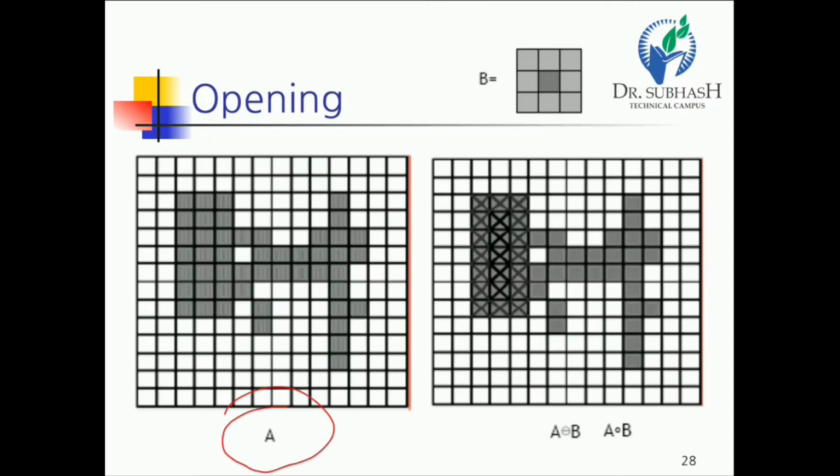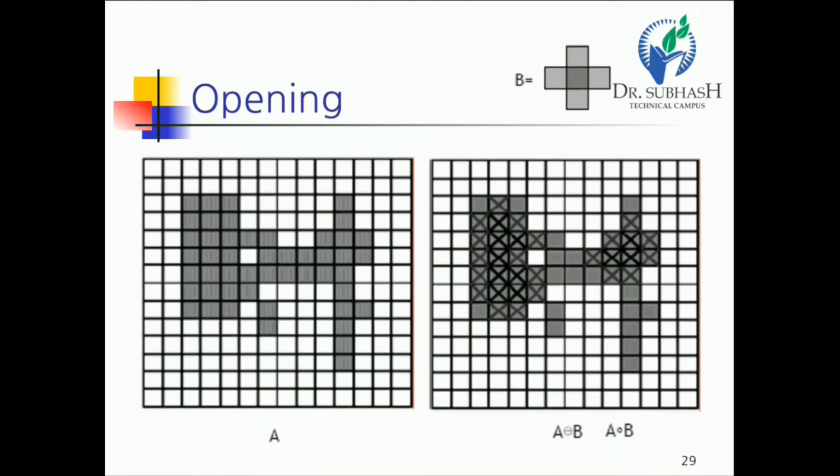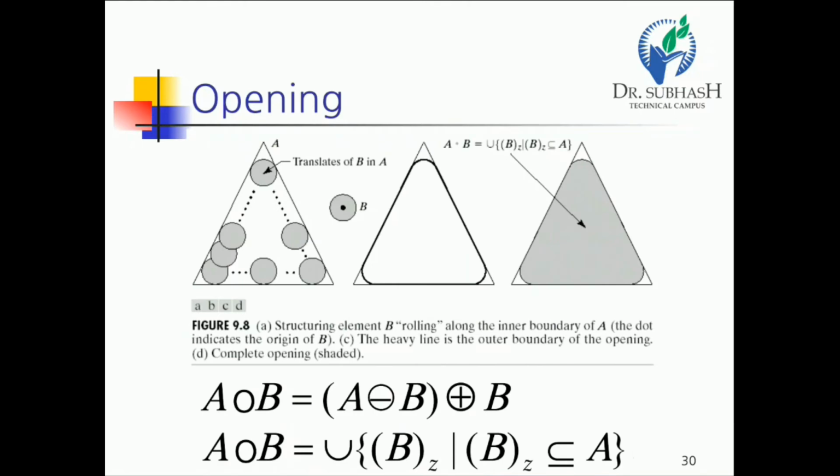In the figure, this is the set A, this is the set B, and for the result of opening of A, first we find A erosion B, and on the resultant we get A opening B. This is A opening B. Another example of opening follows, which represents the opening function using a different method.